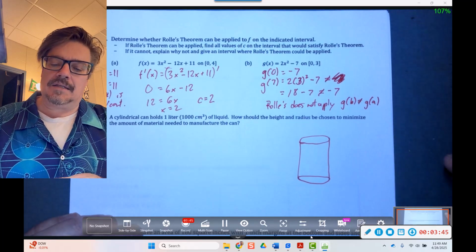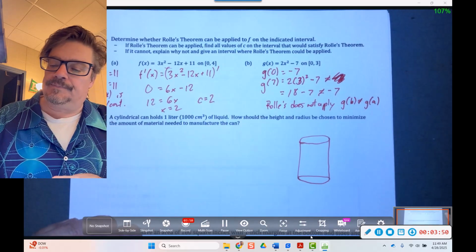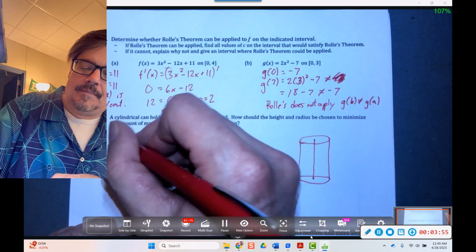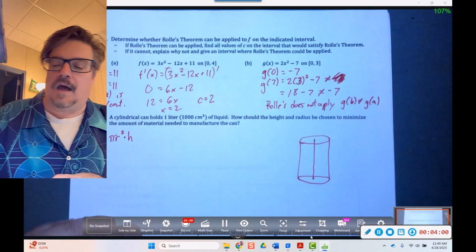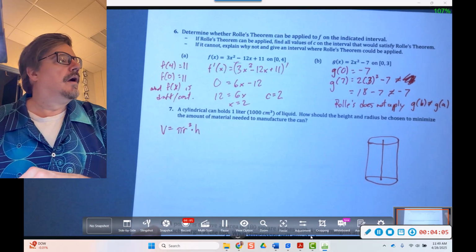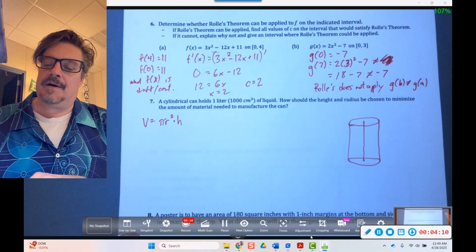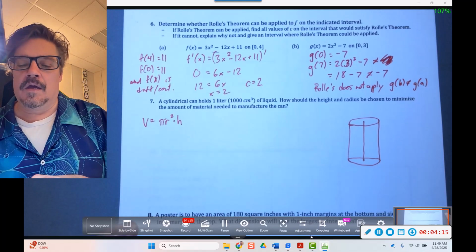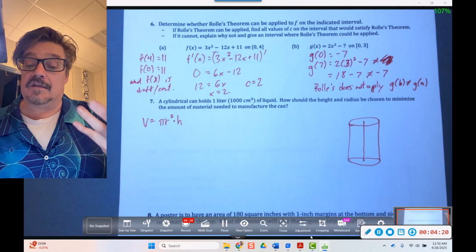We know that the volume is going to be the area of the bottom circle multiplied by the height. So pi r squared times height is going to give you the volume. But you want to minimize the amount of material, so what you're trying to do is limit the amount of surface area.